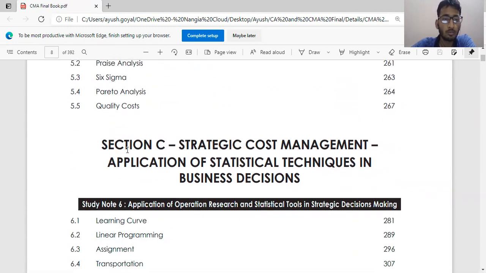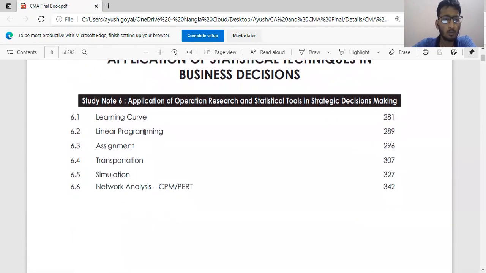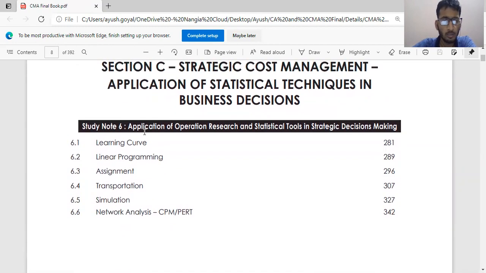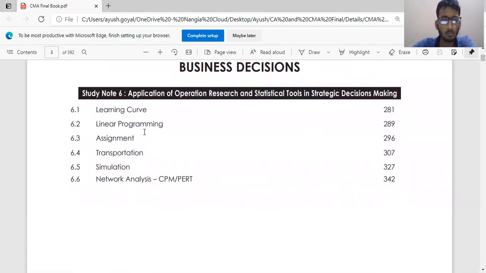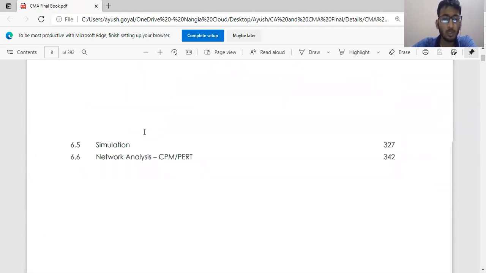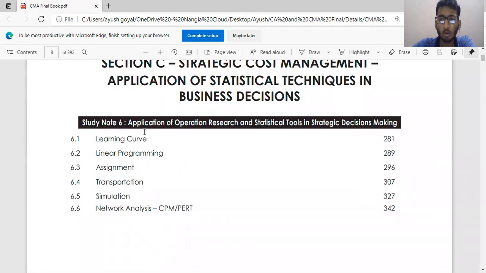The quality cost, I think we have done. Then the learning curve, linear programming and all these things are definitely important, but I can say they are additional topics. Now, strategic decision making. These are all basically a part of decision making, and I would say the most important topic of this book is decision making. So doing decision making is very important for your exam.